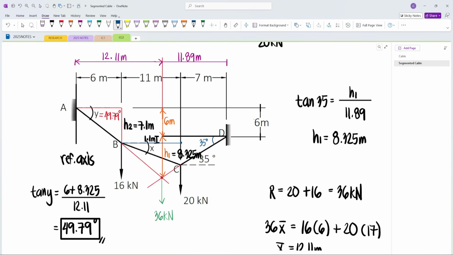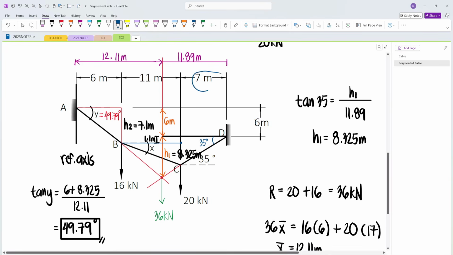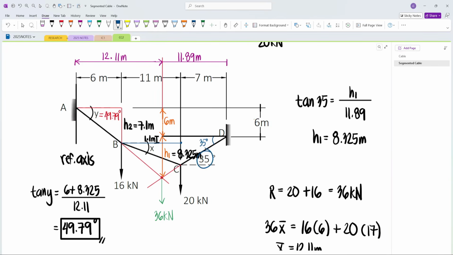Ayan, pa ganyan. Then, notice that we can consider this triangle. Now, the base is equal to 11 meters. What we need is this height. Now, this height is obtainable. Paano yan natin makukuha? Diba, alam natin na 7 meters yan, then this is 35 degrees. So, we can project a line here. Ayan, project tayo ng line dyan. Then, this height is solvable.